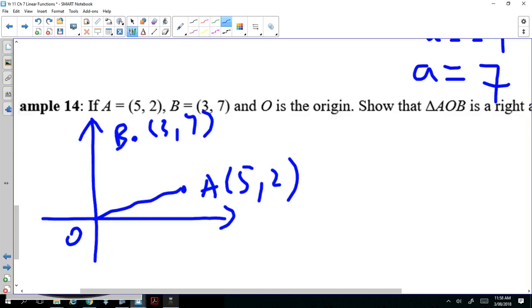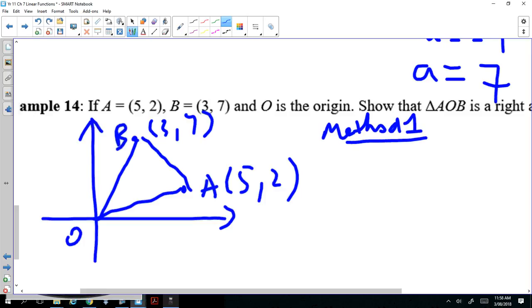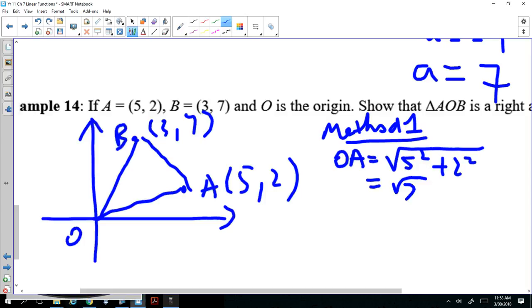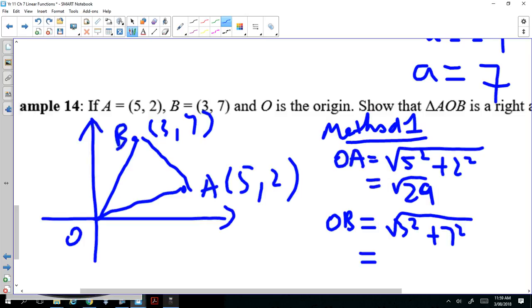So to show it's a right angle triangle, method 1 is to use Pythagoras' theorem, right? So you find the length of OA, which is 5 squared plus 2 squared, 25 plus 4, root 29. Find the length of OB, which is 3 squared plus 7 squared, 9 plus 49, 58. So that's root 58. That's root 29. Let's find the length of AB.